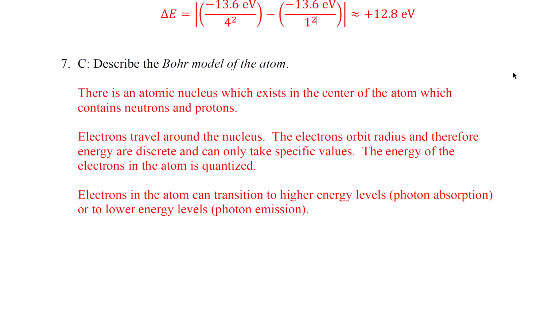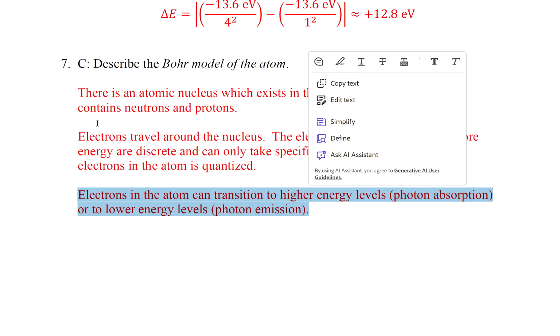Question 7. Describe the Bohr model of the atom. There is an atomic nucleus which exists in the center of the atom, which contains neutrons and protons. Electrons travel around the nucleus. The electrons' orbit radius and therefore energy are discrete and can only take specific values. The energy of the electrons in an atom is quantized. Electrons in the atom can transition to higher energy levels or to lower energy levels. That's called photon absorption and photon emission.